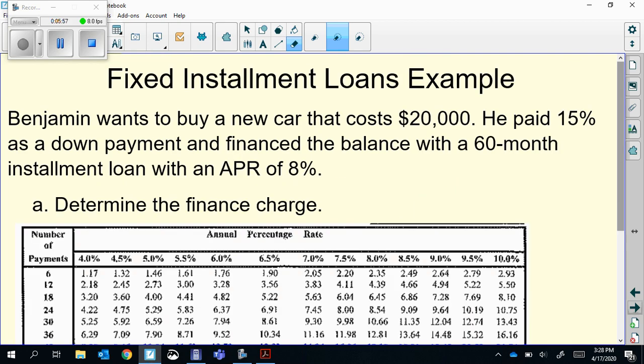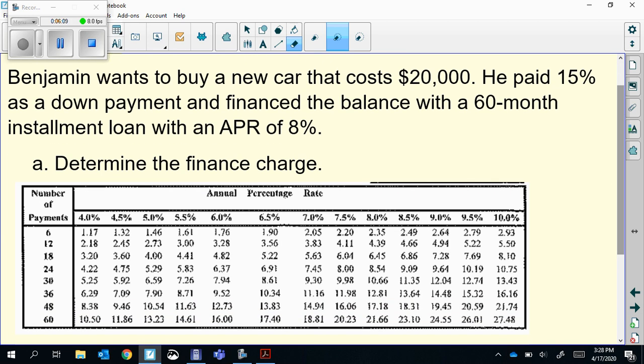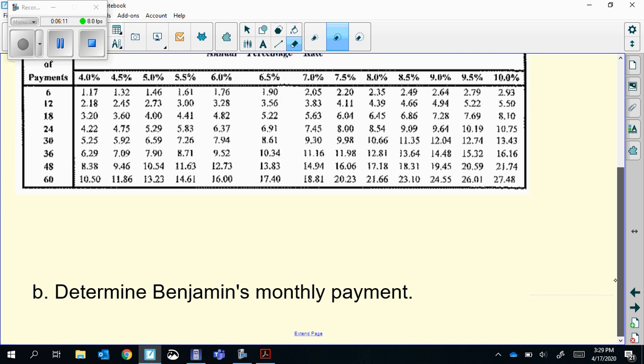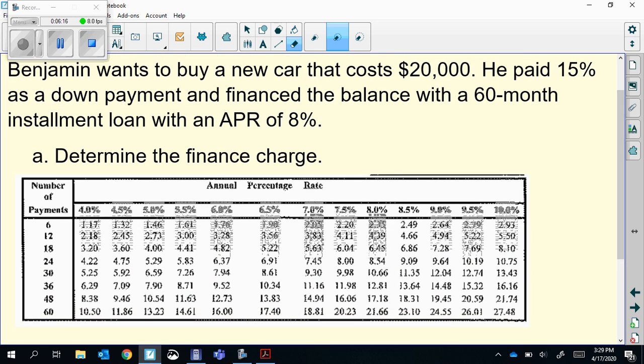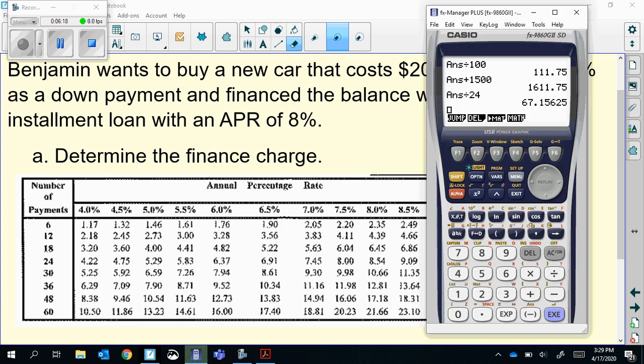All right, Benjamin wants to buy a new car that costs $20,000. He paid 15% as a down payment and financed the balance with a 60-month installment loan with an APR of 8%. So we need to figure out first how much that down payment is. So 15% of the total cost is how much he did in down payment. So 15%, 0.15, times the total cost of $20,000. So that means his down payment was $3,000.